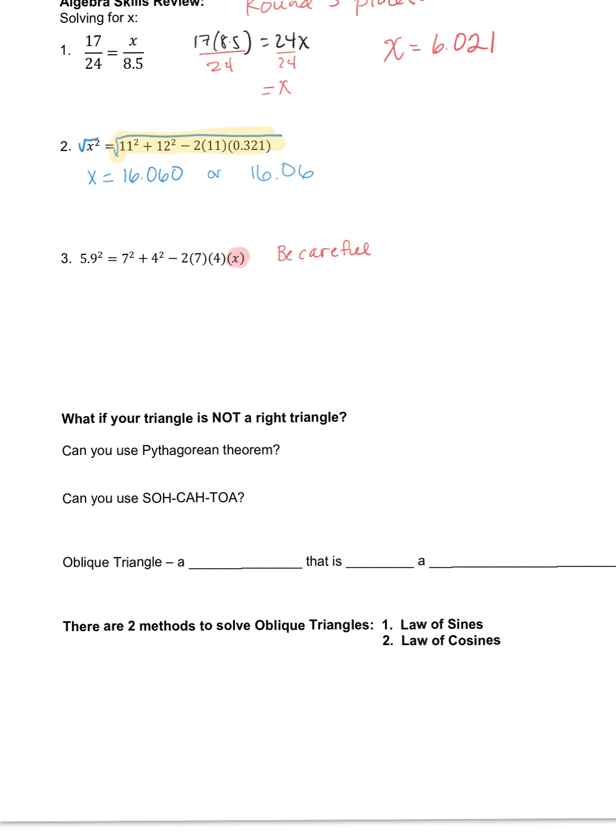Okay, so let's go ahead and do that. 5.9 squared, excuse me, is 34.81. We have 49 plus 16, and 2 times 7 times 4 is actually 56. And here's my x. So again, just cleaning this up, 49 and 16 is actually 65.